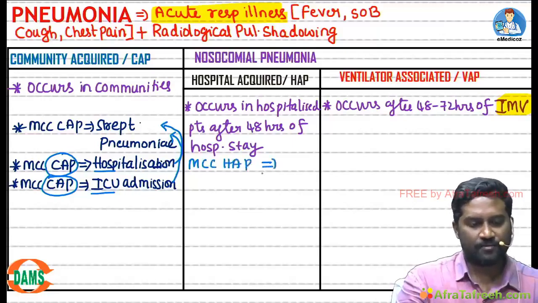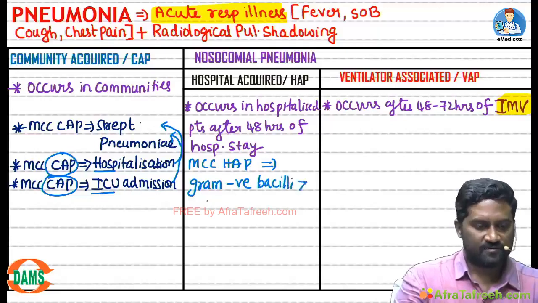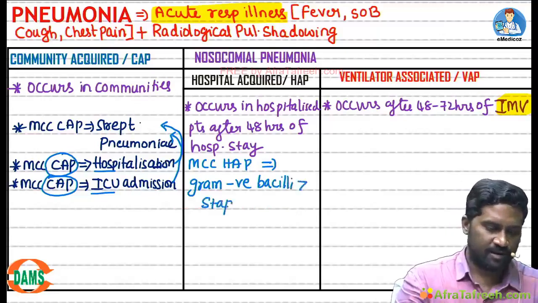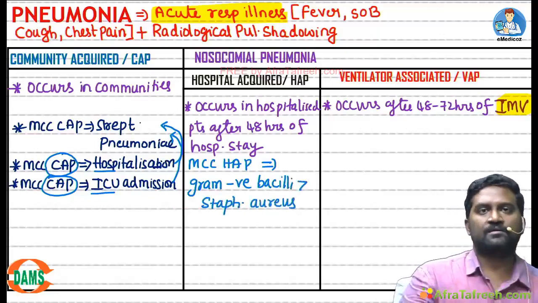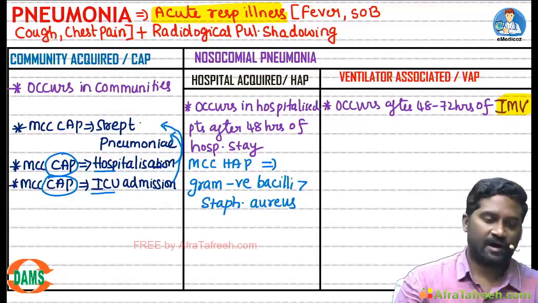Coming to hospital acquired pneumonia, most common cause of hospital acquired pneumonia. If they ask you group of organisms, your answer should be gram negative bacilli. If they ask you single organism, your answer should be Staph aureus. As a group, it is gram negative bacilli. As a single organism, Staph aureus.